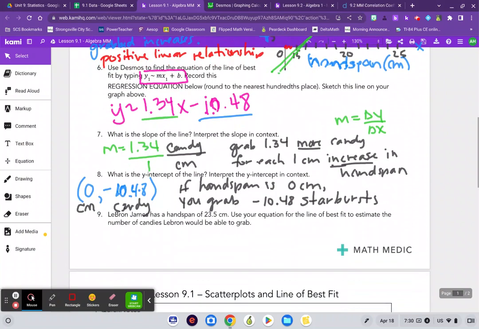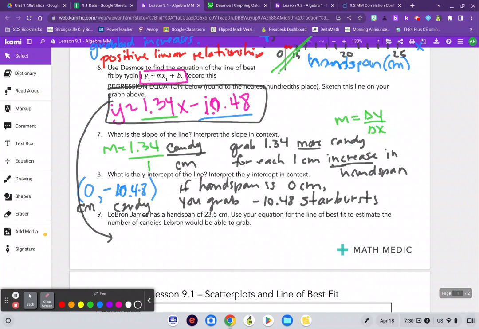Finally, it says LeBron James has a hand span of 23.5. Use your equation for the line of best fit. And so that's this equation right here. Use this equation to estimate the number of candies that LeBron would grab. So we've got y equals 1.34, and in place of x, we're going to put that 23.5 and then minus the 10.48. And so I have to go to my calculator and type in exactly what I wrote. 1.34 times 23.5 minus 10.48. And it's about 21 candies.